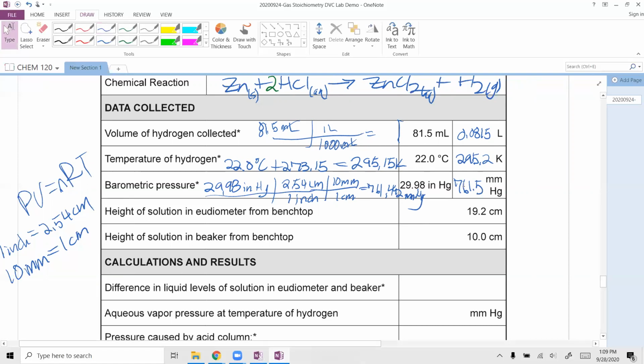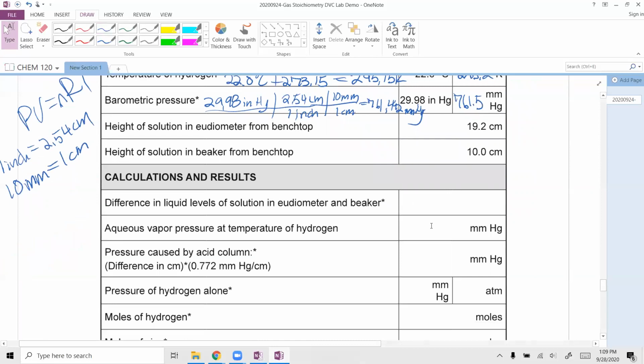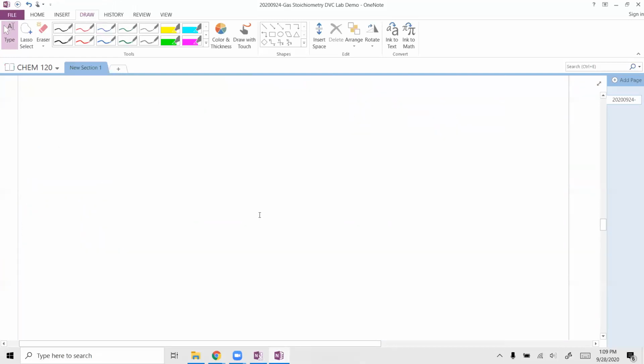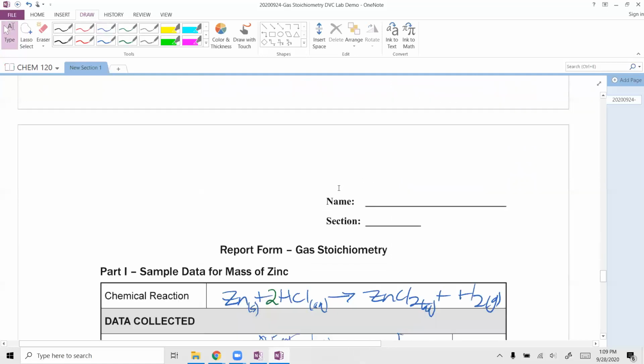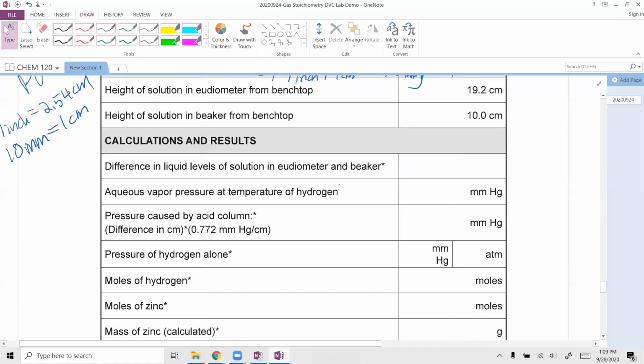And so now we have some other pieces that we need to answer. We need to know the difference in liquid levels between the eudiometer and the beaker. And so that's this difference that they're talking about. So we're looking for those height differences between our acid column and the other one. You can see that this is the height of the solution in the eudiometer from the bench top. So that's a tall one. This one here is going to be in the beaker. And so that difference is what we're looking for. So 19.2 minus 10.0 gives us 9.2 centimeters as that height difference.